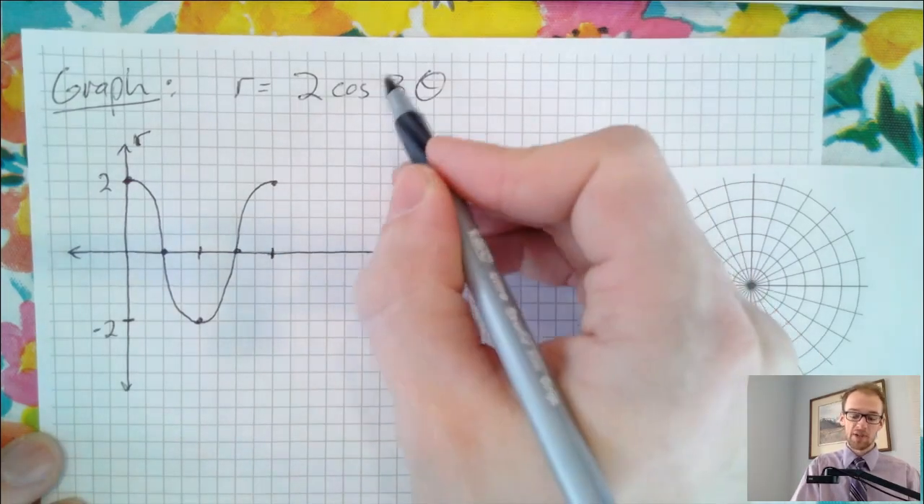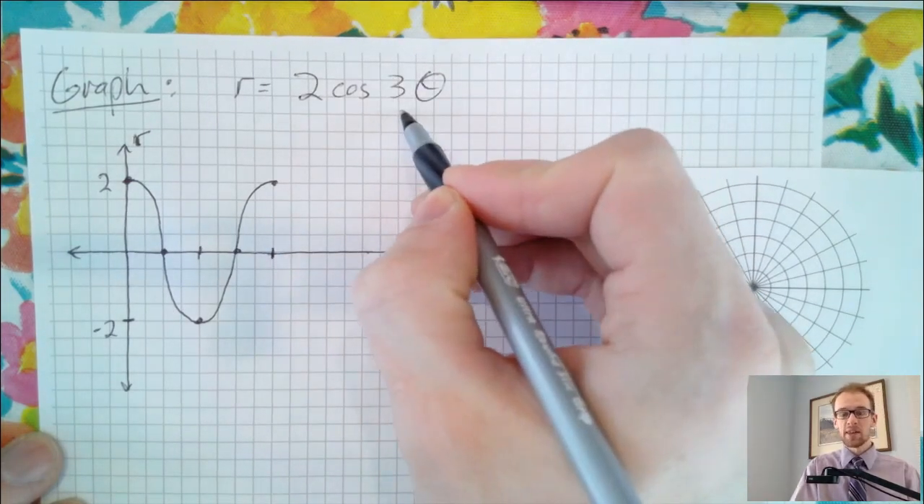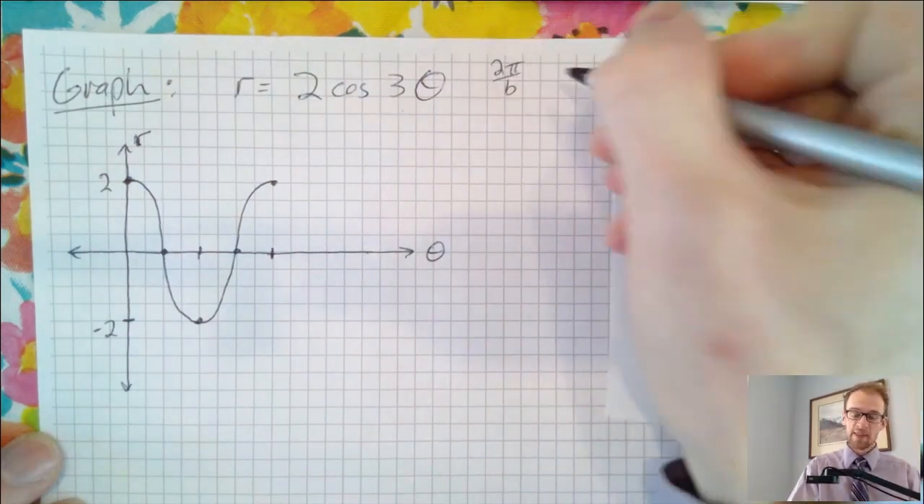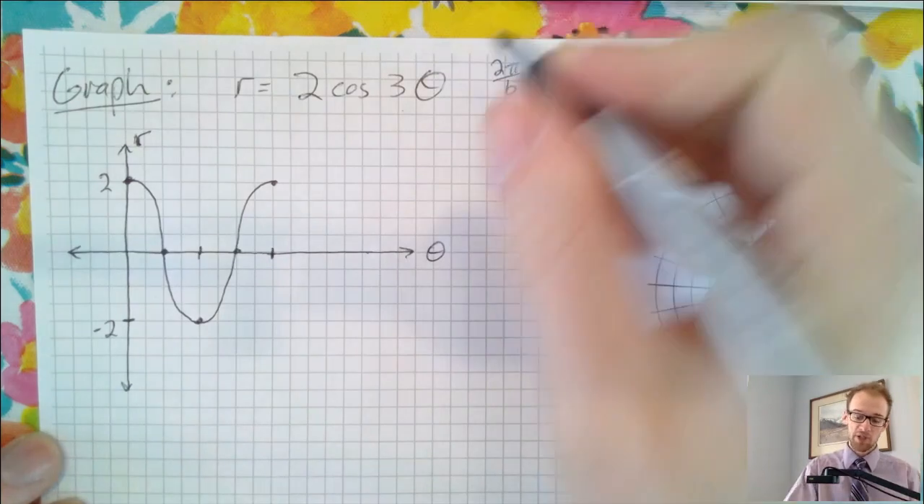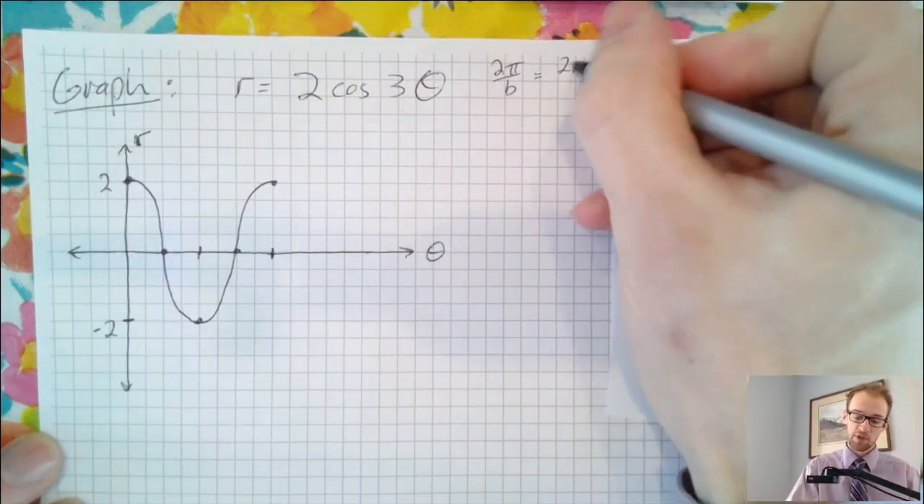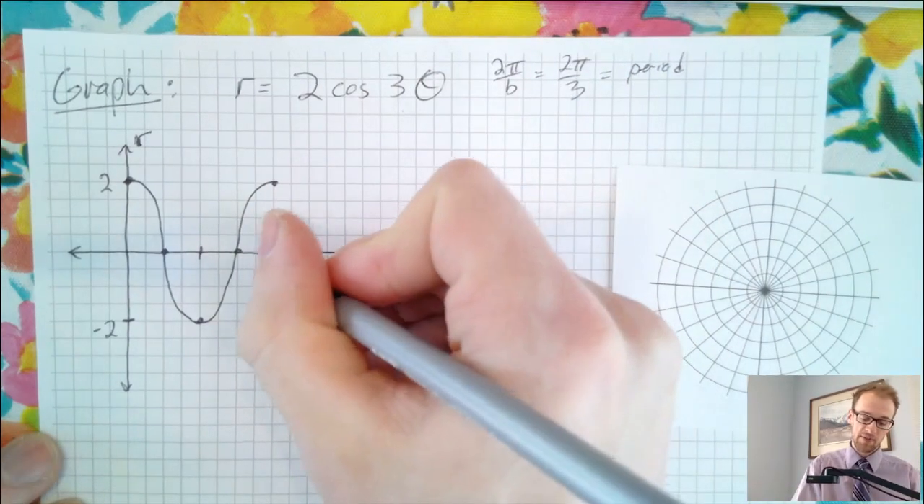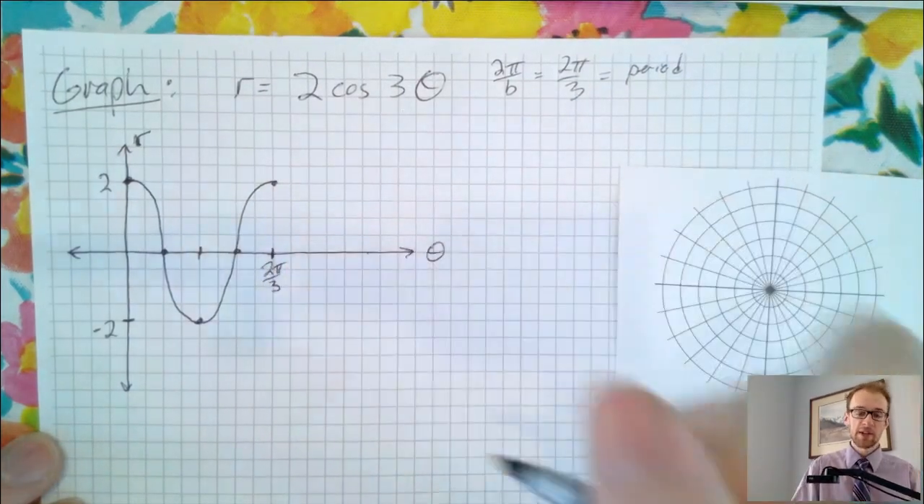However, this value here, we called it a b value, that changes the period. And you might remember that 2 pi over b, that's our period. So 2 pi over b, our b is 3, so 2 pi over 3, that is our period. Okay, so I know that this value is 2 pi over 3.